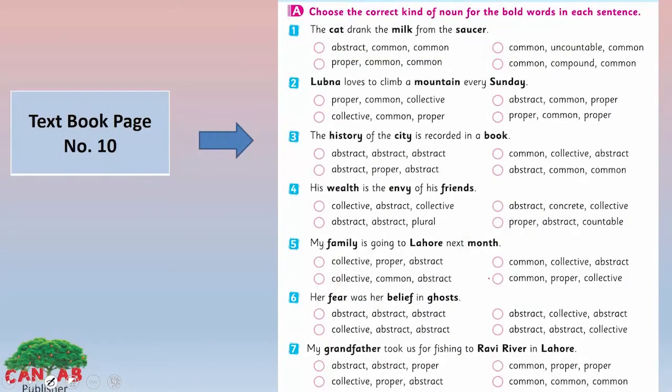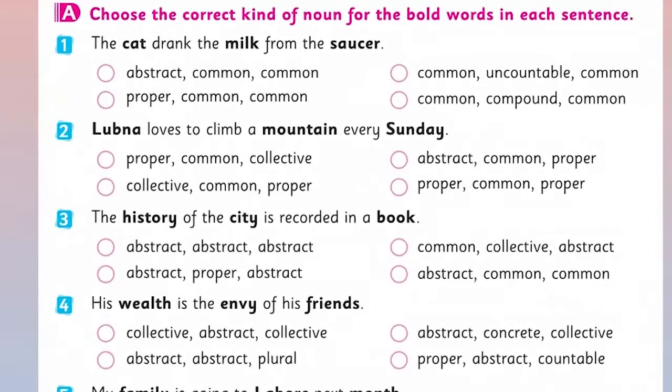Dear student, this is your exercise from the types of noun which we have discussed on page number 10. For each sentence, you have to choose one right option here. There are given 4 options for each sentence. You have to choose the right one. Look at the first one.